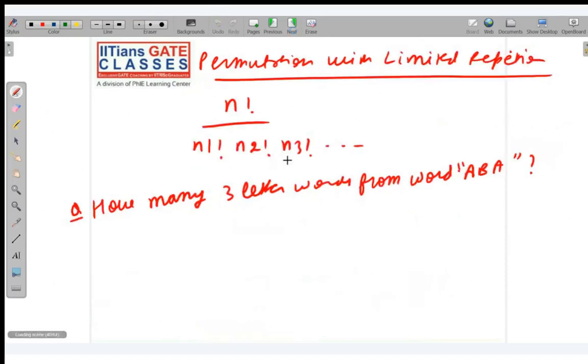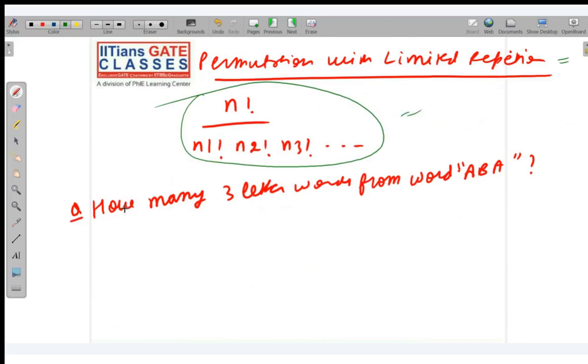Next is permutation with limited repetition. So now we are going to start the next category, that is permutation with limited repetition. The formula for permutation with limited repetition is this: n factorial divided by n1 factorial, n2 factorial, n3 factorial, and so on. Let me explain how we are doing it. How many 3-letter words are possible from ABA? So this is the word ABA. 3-letter means obviously we'll consider all the 3. So directly and indirectly the question is jumbled words from this word ABA.